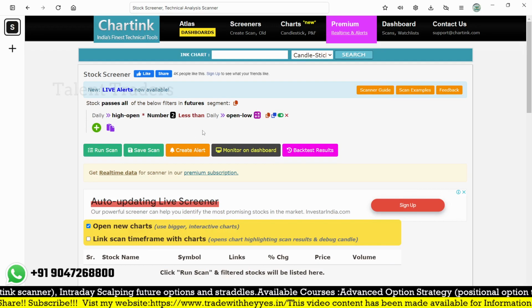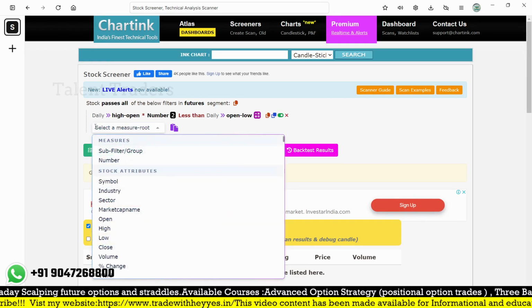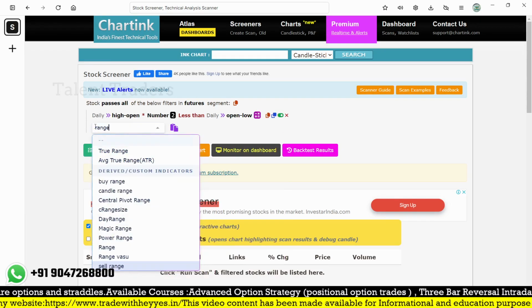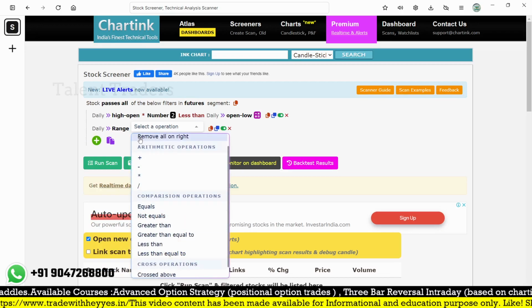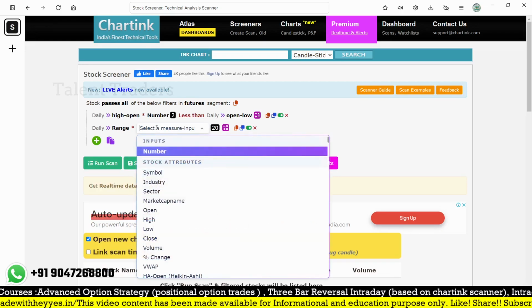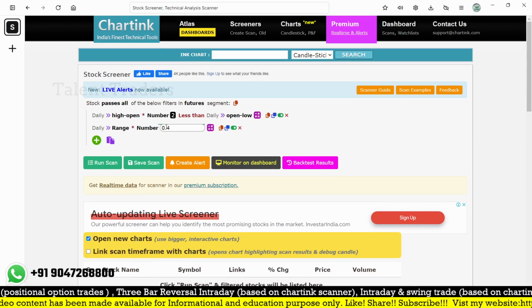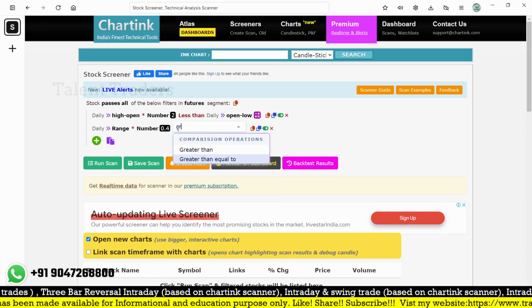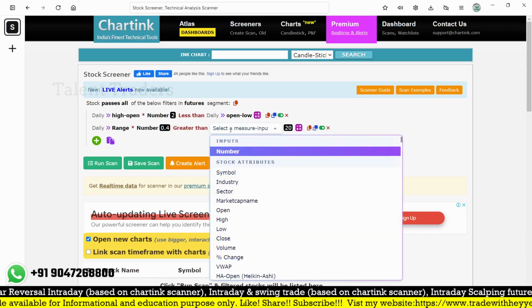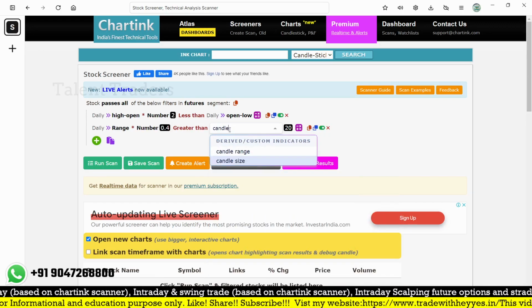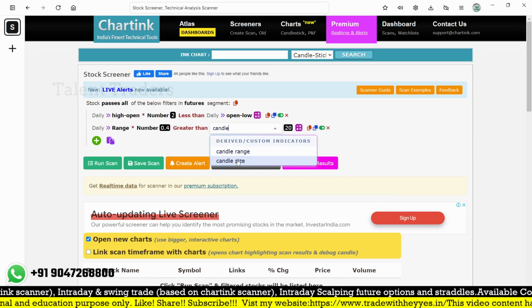Okay, so another condition is we have already created the range of that particular stock, or range condition. Range multiplied by number 0.4. It must be greater than, because we are comparing so many conditions here. So it is not possible candle size.